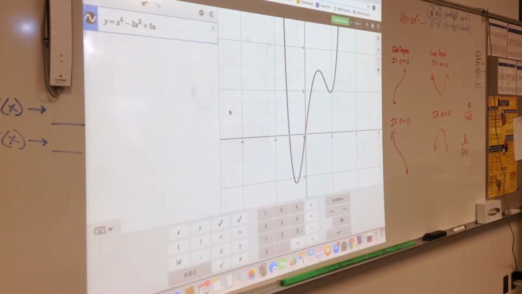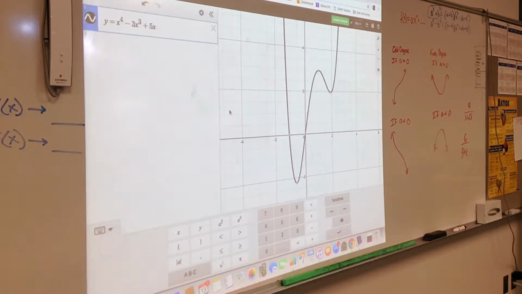Okay, so if you look at this polynomial, y equals x to the fourth minus 3x cubed plus 5x. Okay? And I went ahead and graphed it on Desmos here for you. Let's talk about some things we already know.